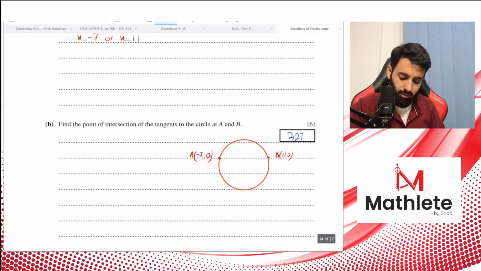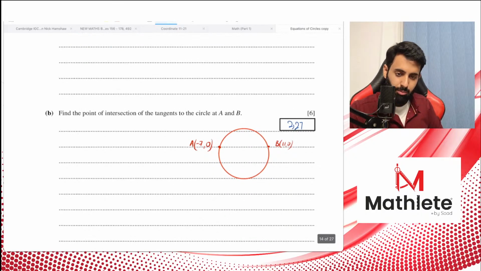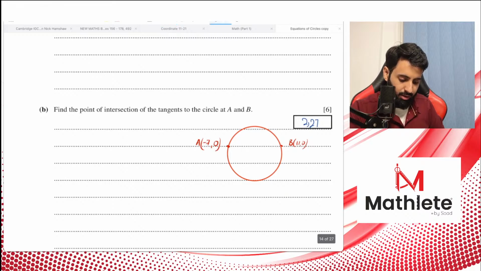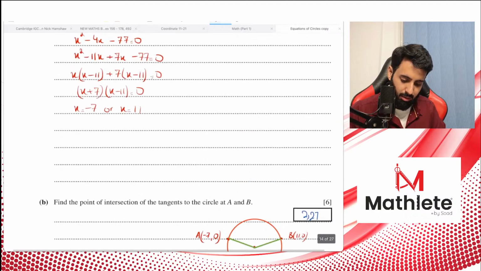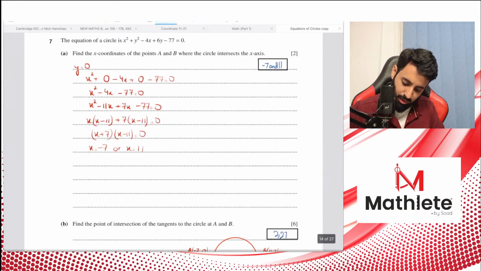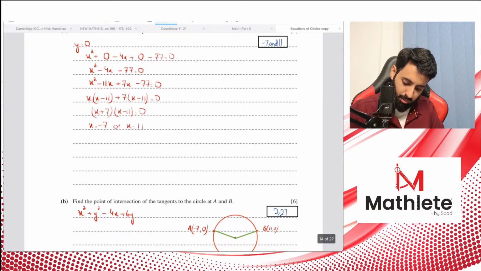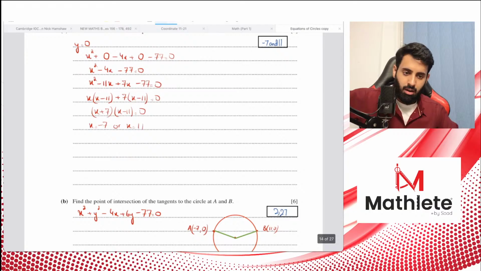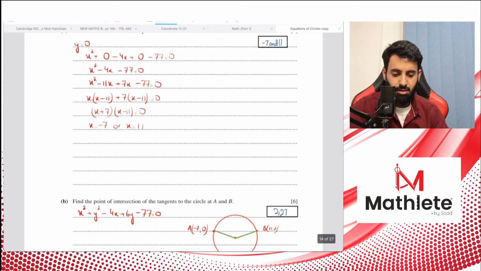Okay. Now, the one thing that you have to find out before you can find out the equation of the tangents is the center. So the one thing that you have to find is the center of the circle. Now, how do I find out the center of the circle using the equation? Question for you guys. So I'm writing the equation: x squared plus y squared minus 4x plus 6y minus 77 equals 0. So question for you guys: how to find out the coordinates of the center using the equation.